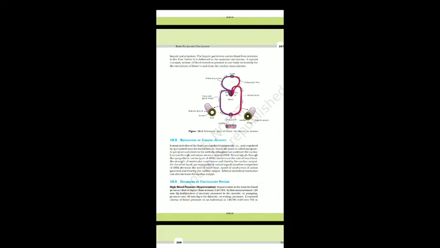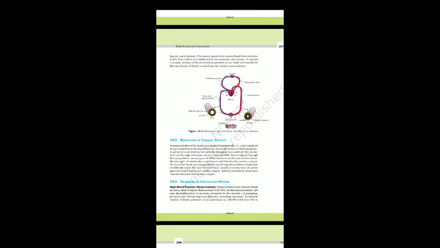18.5 Regulation of cardiac activity. Normal activities of the heart are regulated intrinsically, i.e., auto-regulated by specialized muscles, nodal tissue. Hence the heart is called myogenic.